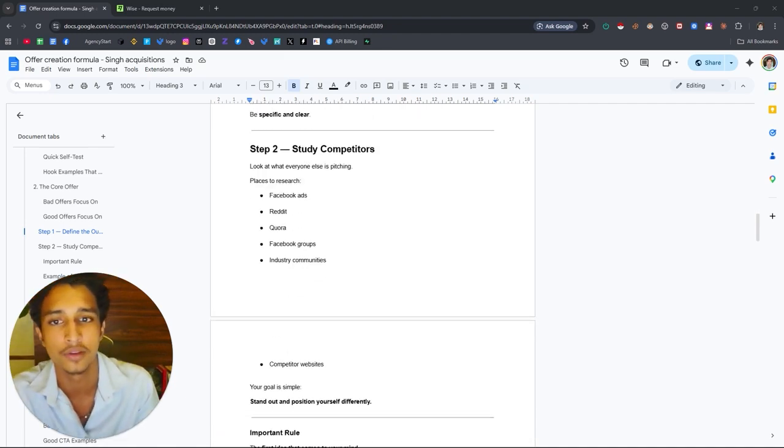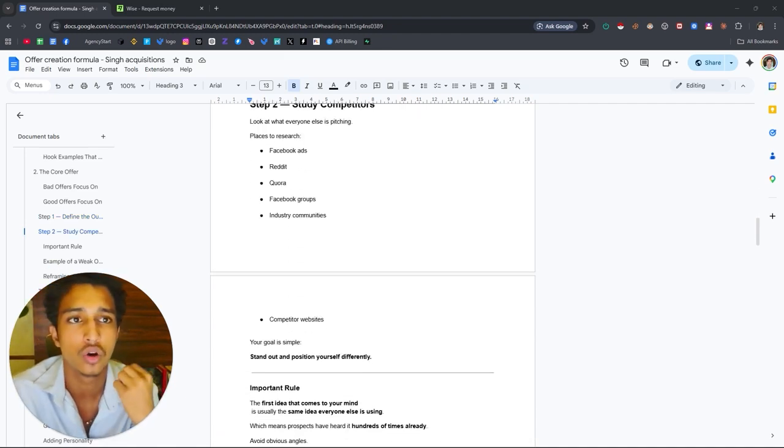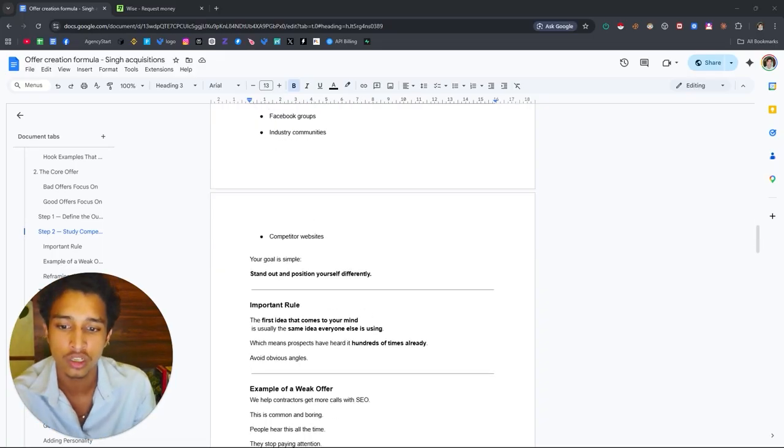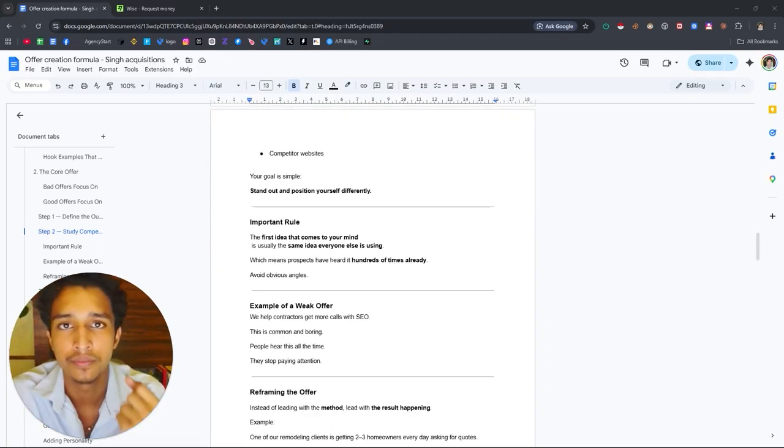The second thing is to study the competitors. Go to Reddit, go to Facebook, go through YouTube. Understand what the people in your market are doing. What are your competitors doing? How are they offering things? Understand everything, and once you understand that, you have to learn how to position yourself differently.